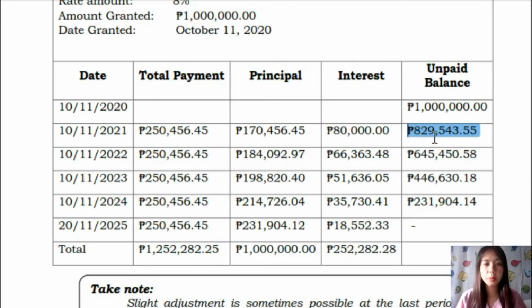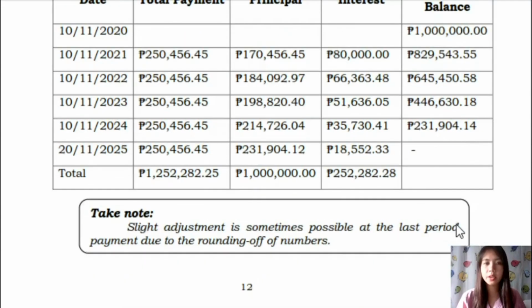Okay, so ganun pa rin po. 829,543.55 multiply by 0.08. Tsaka po natin makukuha ito. Okay? Then, 250,456.45 less 66, makukuha 66,363.48. Tsaka po natin makukuha ito. So, ganoon din po uli. Ito na lang po yung matitira. Pag niless po ito, dito. So, you have 645,450.58. So, until dito.